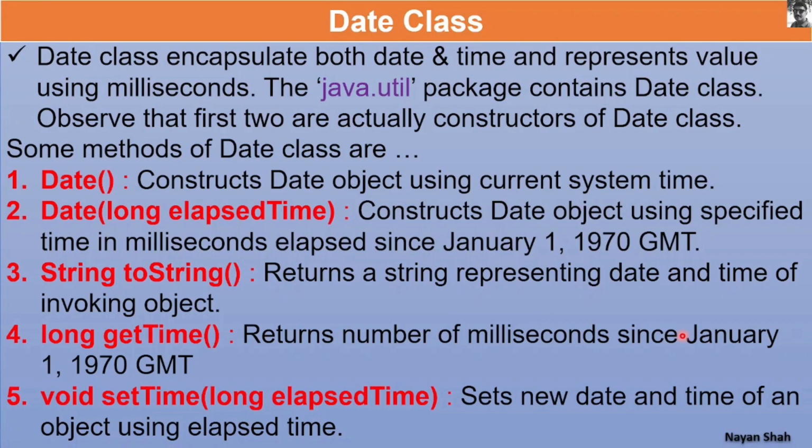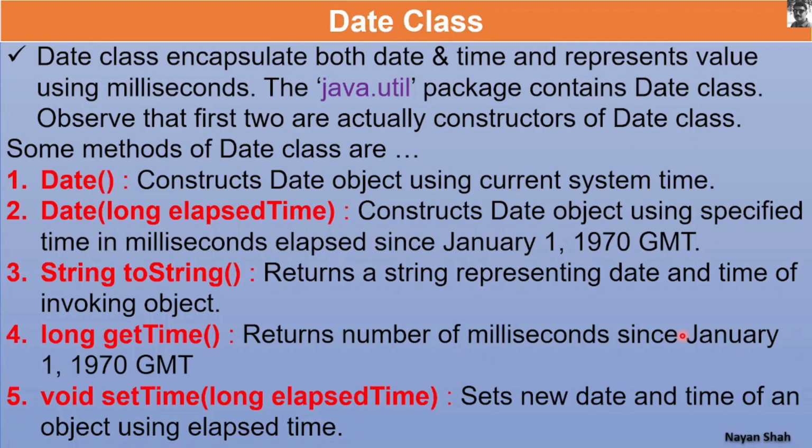The Date class is used for working with dates and time, but remember that date and time in Java is stored using milliseconds. So 1 second, you know that 1 second is equal to 1000 milliseconds. The java.util package, that is the java.util package, contains the Date class.